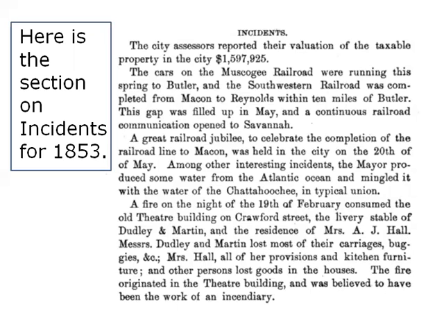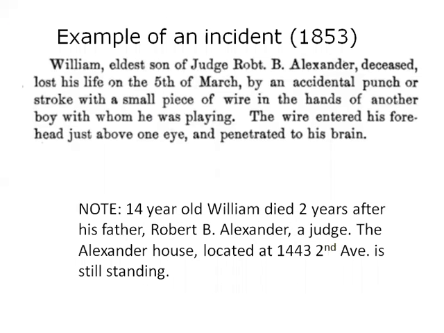Then we have incidents, including the fact that the taxable property in the city was over $1.5 million back in 1853. There was a big fire in February. And here's a special incident from 1853 where a little boy was killed in an accident when he was playing with a friend. The way they described things back in the 19th century, very graphic. The wire entered his forehead just above one eye and penetrated to his brain.